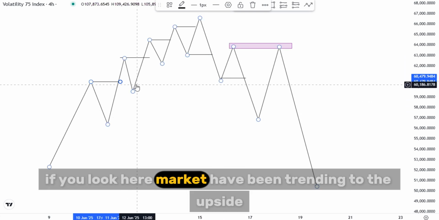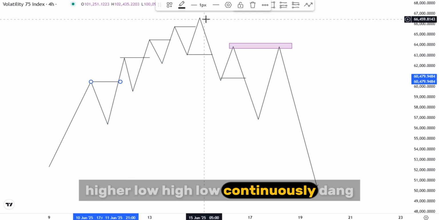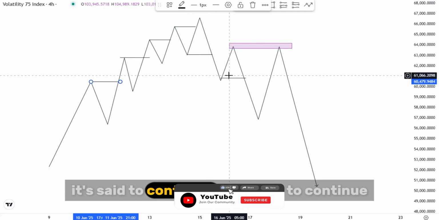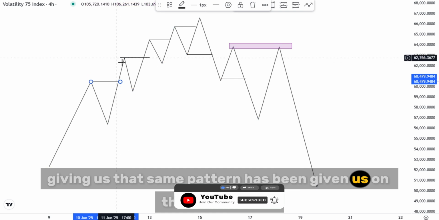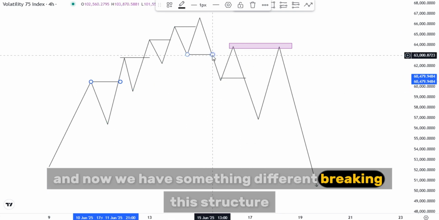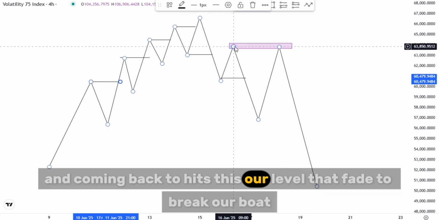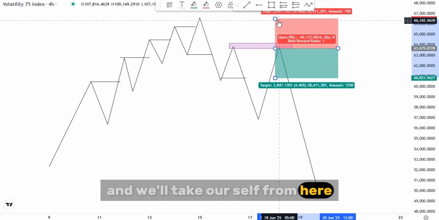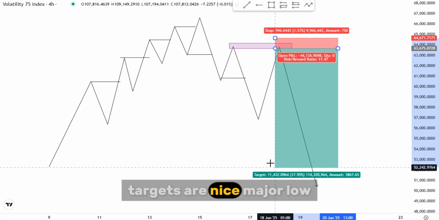If you look here, market has been trending to the upside, giving us a series of higher high, higher low continuously. Then it failed to continue giving us that same pattern it has been giving us on the bullish trend. And now we have something different, breaking this new structure and coming back to hit this level that failed to break above, and we'll take our sell from here, targeting our next major low.